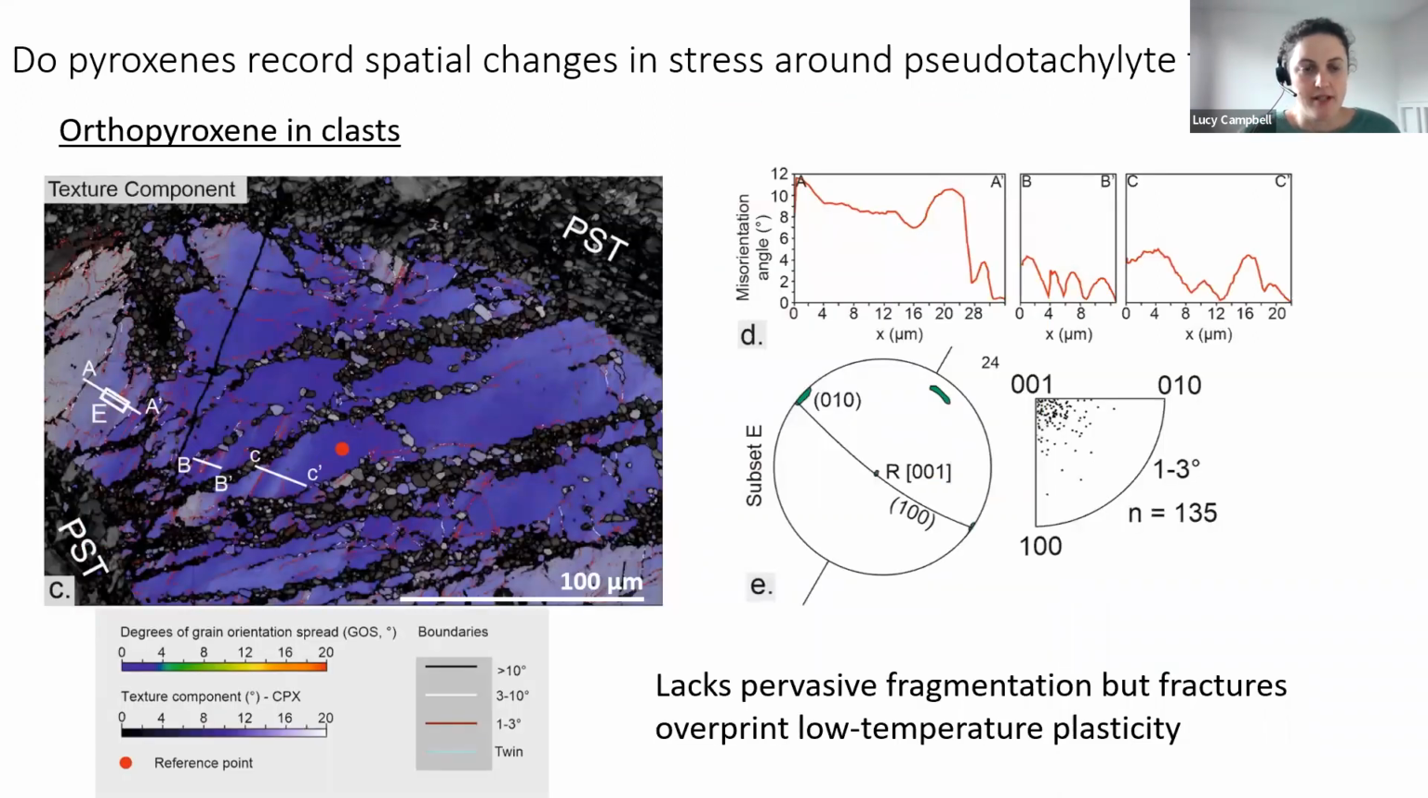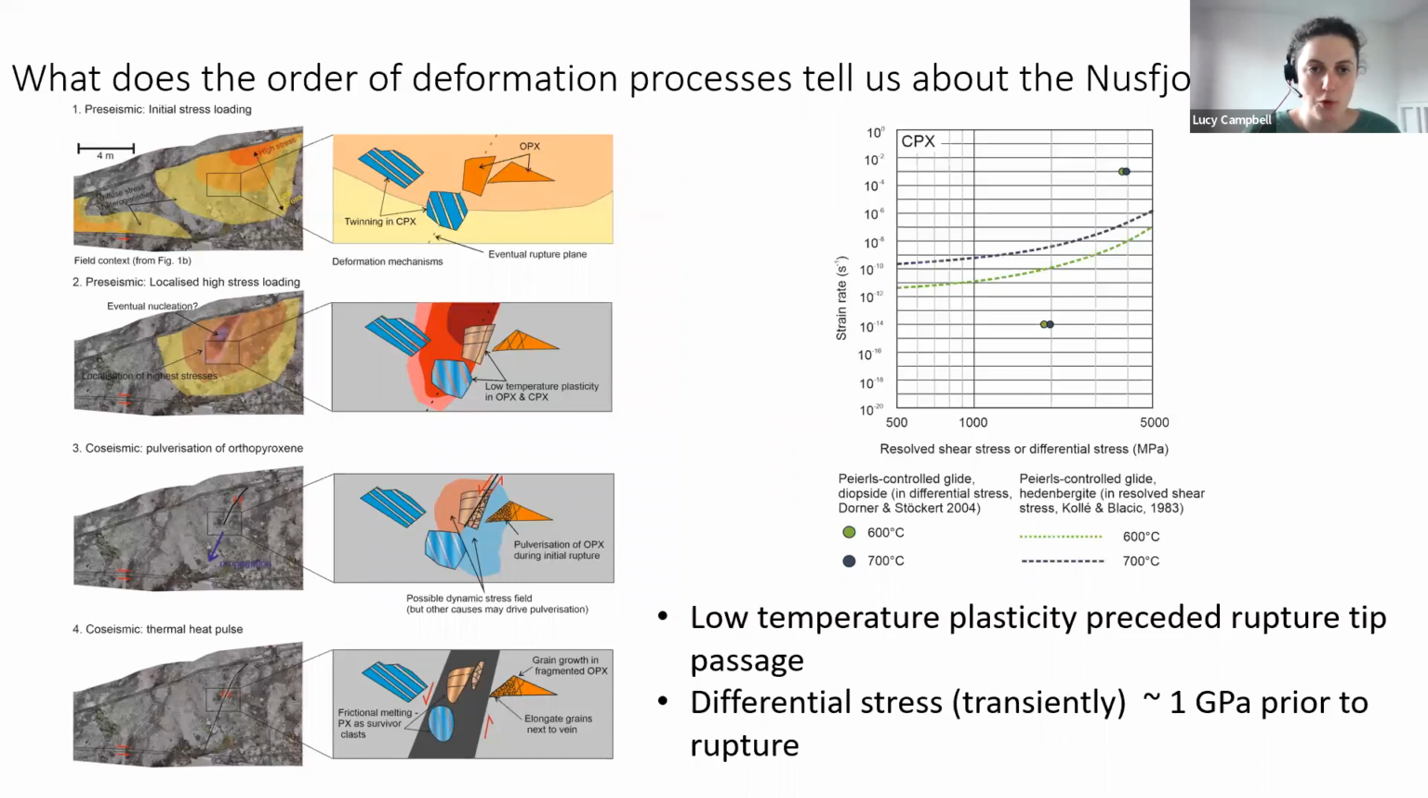We do see that low temperature plasticity in overprinting in clasts again, but interestingly, in the clast we don't often see that sort of pervasive fragmentation, but we do see fractures that overprint that low temperature plasticity. So that's a good overprinting relationship. Tied together, what we see is twinning spatially associated with the pseudotachylyte veins, at least within the thin sections. We see low temperature plasticity in both types of pyroxene where the fault zone eventually forms, and we see fragmentation overprinting the low temperature plasticity.